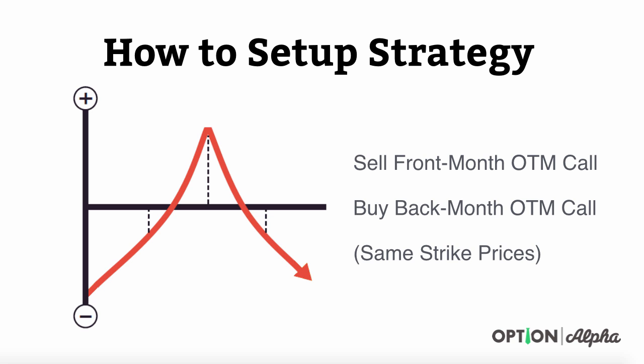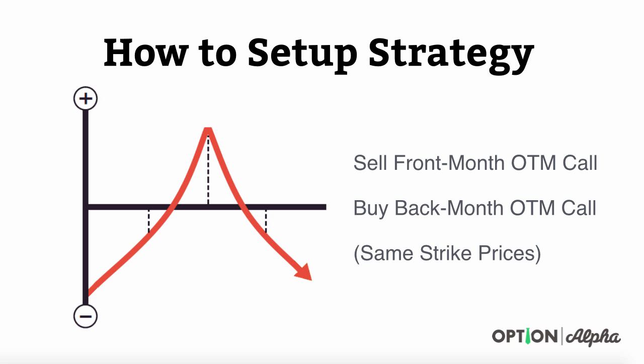First, you're going to sell a front month out of the money call option. So this is the key point here. We're going to sell that front month out of the money call option. That front month option is going to be a little bit closer to where the market is trading. So days out is probably anywhere between 20 and maybe 35 days out.